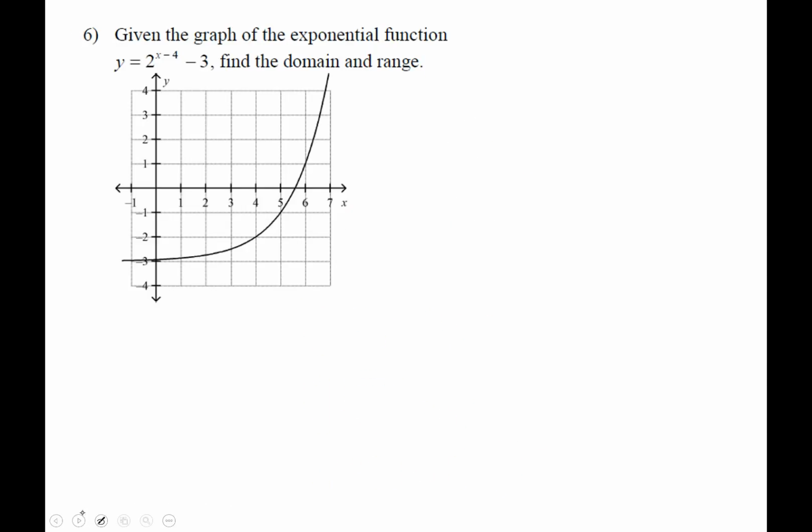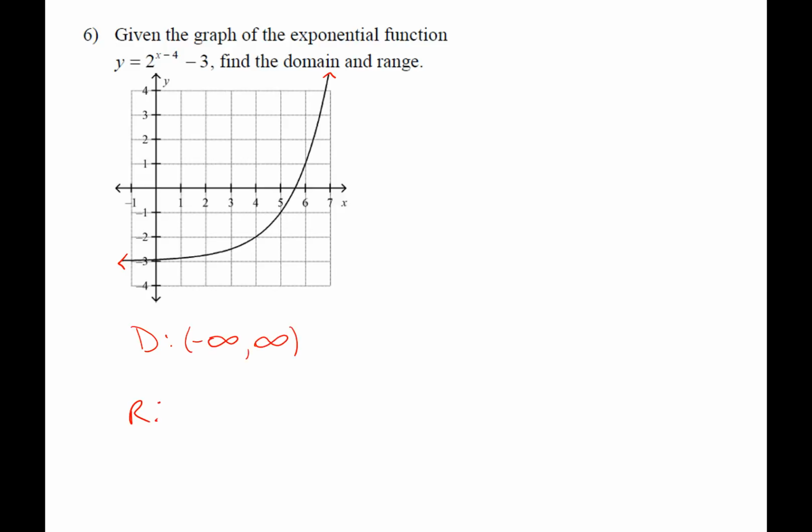All right, forward. Given the exponential function, find the domain and range. So looking for domain going left to right. Even though it doesn't show arrows, since this graph extends beyond the coordinate plane, we assume there's arrows there. So this would be from negative infinity to positive infinity.